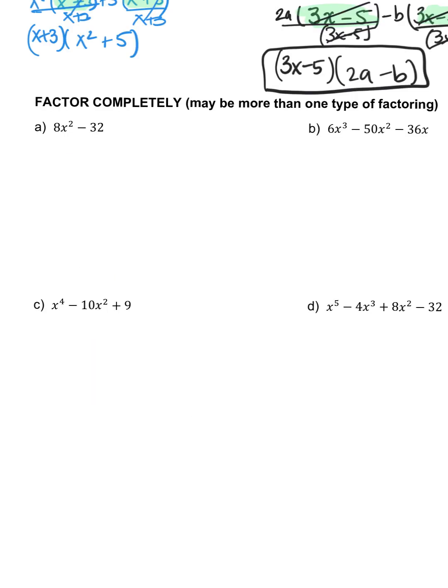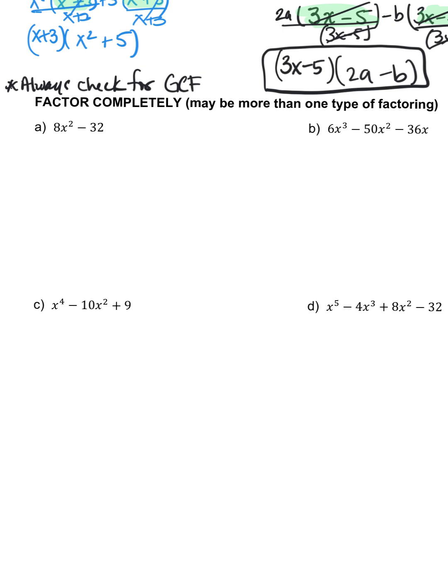So this next section is to use all the types of factoring that we've done so far if we need to. So this is going to be factor completely, and there may be more than one type of factoring needed. Okay, so the first thing that you always want to do is check for a GCF. It's the first thing you want to do, even though it looks like you can factor some other way, you want to check for that first.